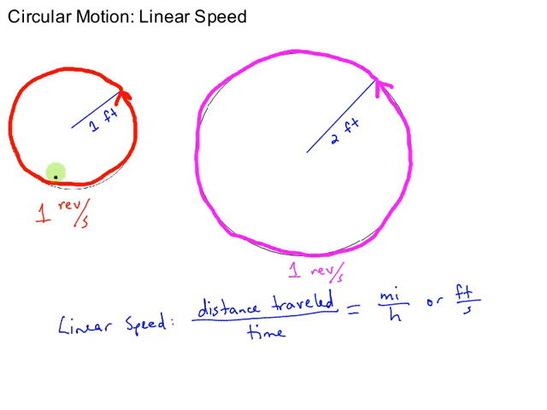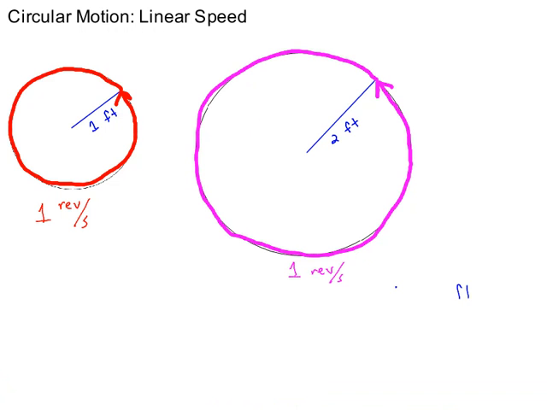Now what I want to do is compare their linear speeds. They're both making one revolution per second, so that's the same. But clearly, the pink guy has traveled a greater distance, right? In fact, since the radii are 2 to 1, the circumferences are also 2 to 1. So this circle has a circumference twice as big as this circle. Okay? So I want to talk about how to calculate linear speed, first of all. And then, you know, you can sort of run with it.